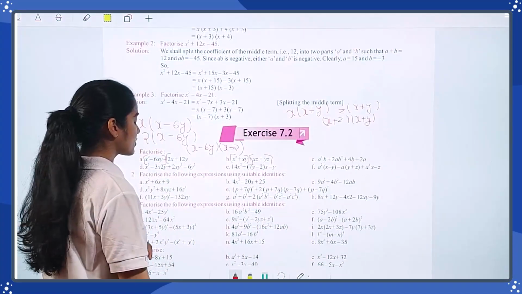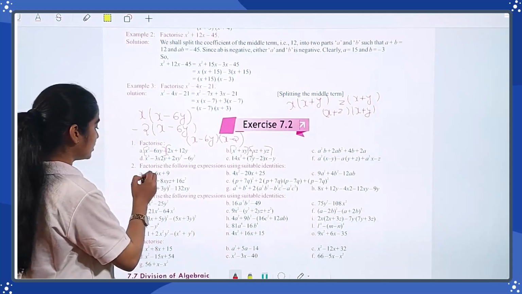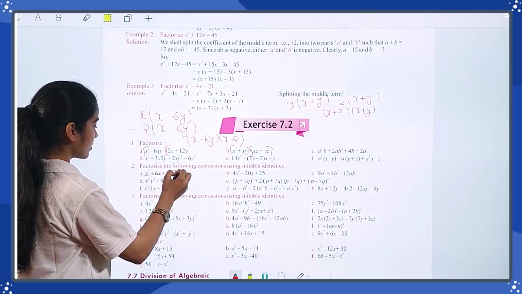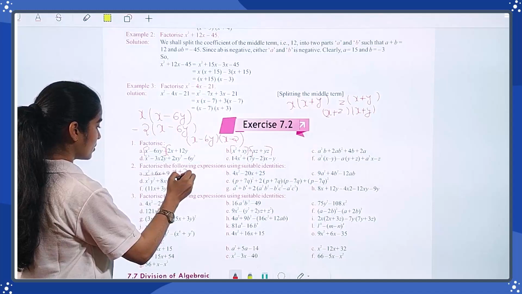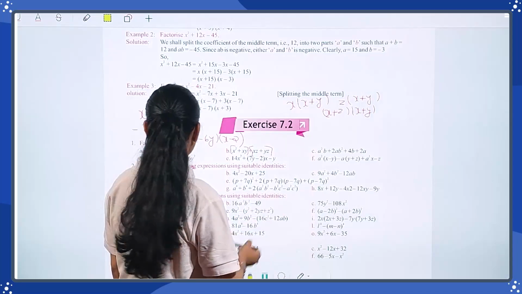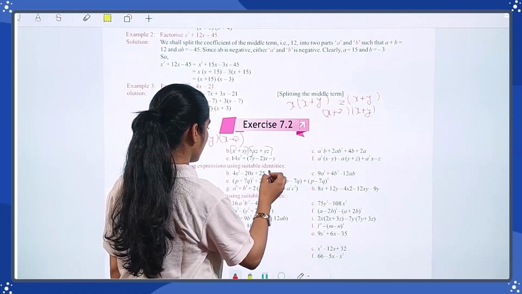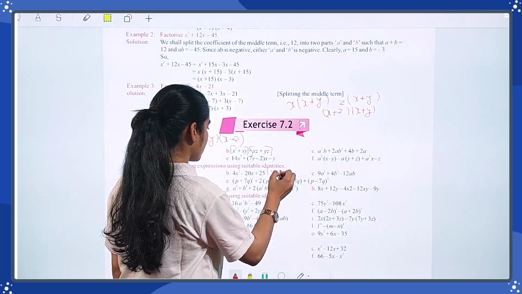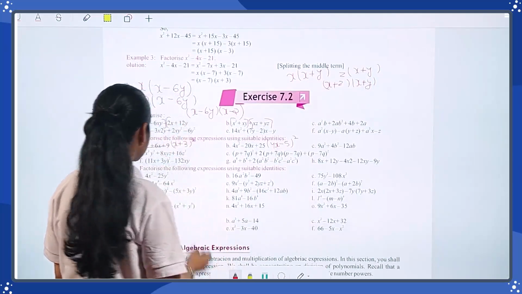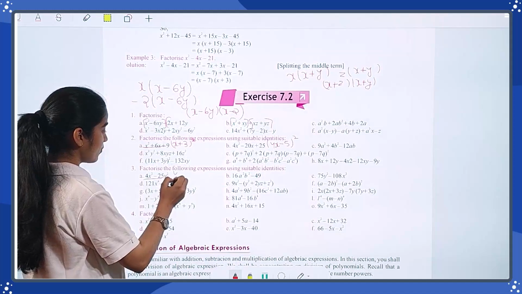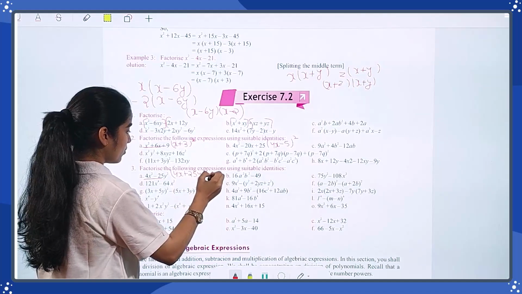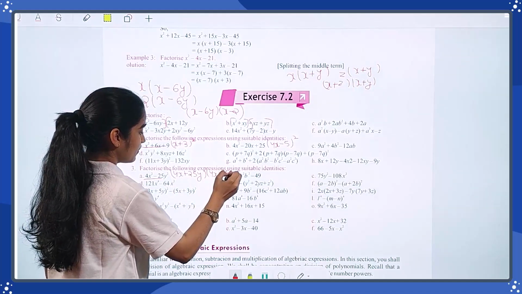Next we have factorize the following expressions using suitable identities. So this is the identity a square plus 2ab plus b square. So (x plus 3) whole square. Next we have 4x square minus 20x plus 25, the identity a square minus 2ab plus b square. So factorize the following. Next we have (4x minus 5) whole square. Okay. Factorize the following expression using suitable identities. This is the identity of a square minus b square, which means (4x minus 25y) and (4x plus 25y).